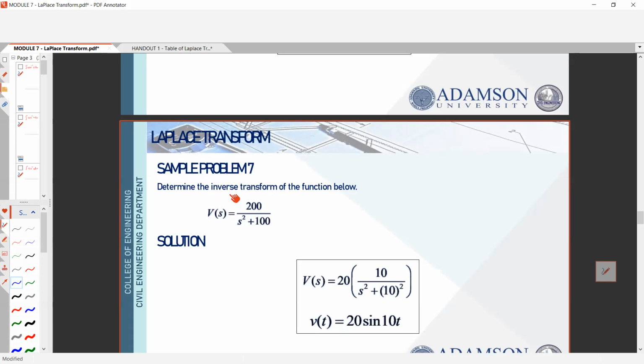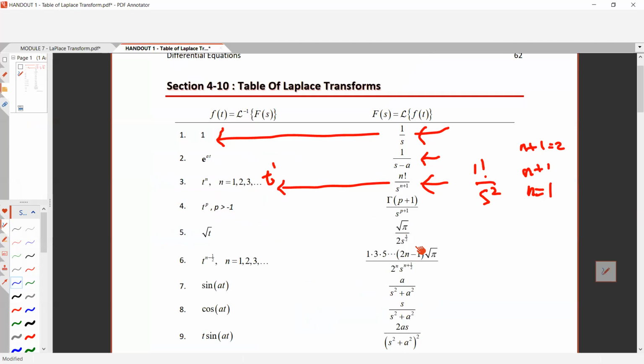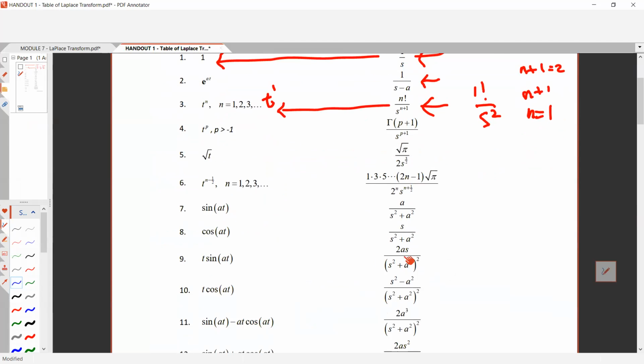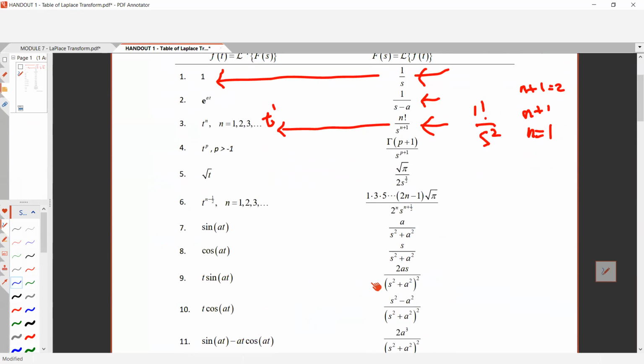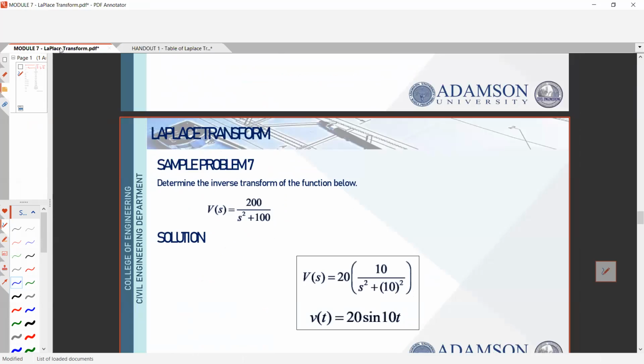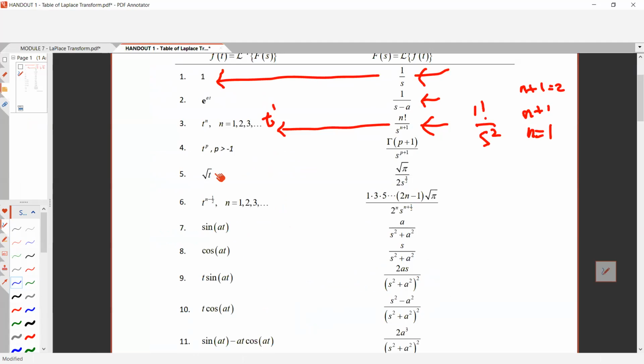This one. Okay. So ito yung sinasabi ko. Wala ka naman makikita na s squared plus 100 dito. Or s squared plus a constant. Wala naman dito eh. Okay. Ang tanging magagawa mo lang is i-transform siya into this one. Okay? So kunwari ito na s squared plus 10 squared, s squared plus 100, sorry. Hanap ka dito.